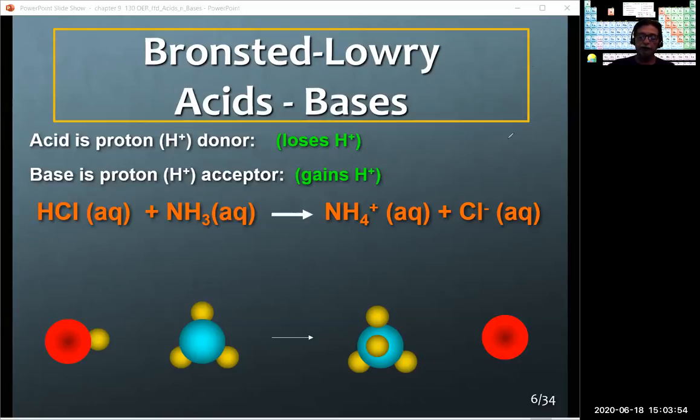Let me clear some of this. So the 2 definitions: Arrhenius acid produces a proton, Arrhenius base produces a hydroxide. The Bronsted-Lowry definition, an acid produces a proton or donates it, same thing really. They differ in the base. The Bronsted-Lowry base is any chemical that will accept that proton.